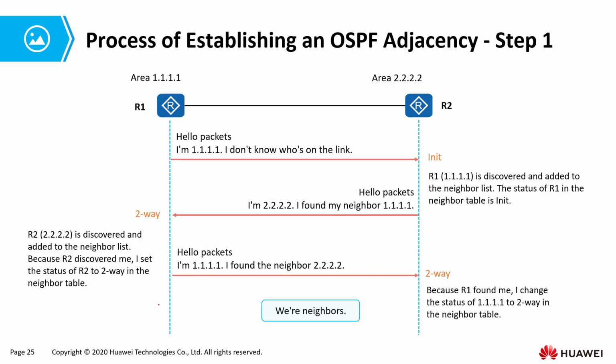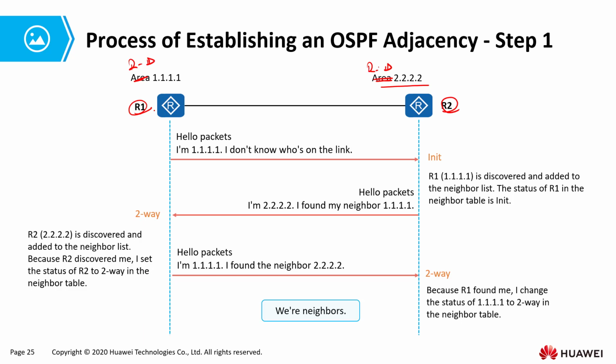So let us talk about step number 1. We are establishing a neighbor relationship using hello packets. In this case, we have router 1 and router 2. Forget this arrow, it is an error. This is the router ID of router 2, and this is the router ID of router 1. Router 2's router ID is 2.2.2.2. Router 1's router ID is 1.1.1.1.